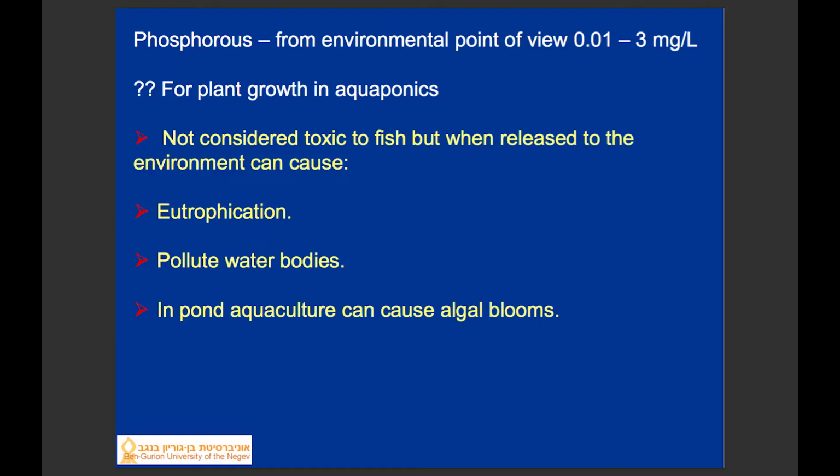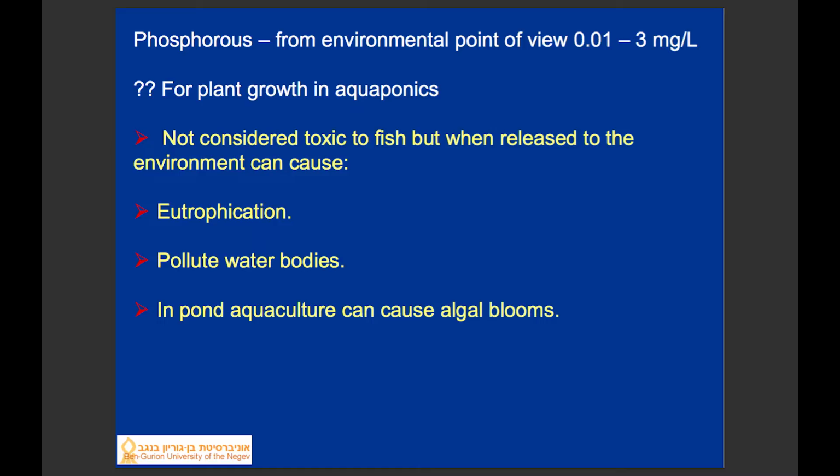In terms of phosphorus, in this grocery list of water quality parameters, it's not so important to the fish. It's important to the plants, and it's important to the environment more than anything.